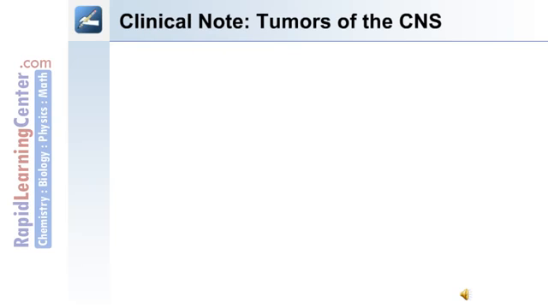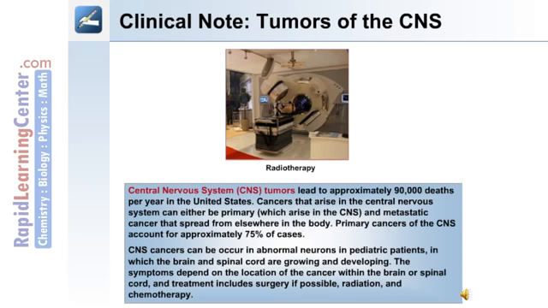The following is a clinical note on tumors of the central nervous system, or CNS. Central nervous system tumors lead to approximately 90,000 deaths per year in the United States. Cancers that arise in the central nervous system can either be primary, which arise there, or metastatic, which spread from elsewhere in the body. Primary cancers of the central nervous system account for approximately 75% of cases.